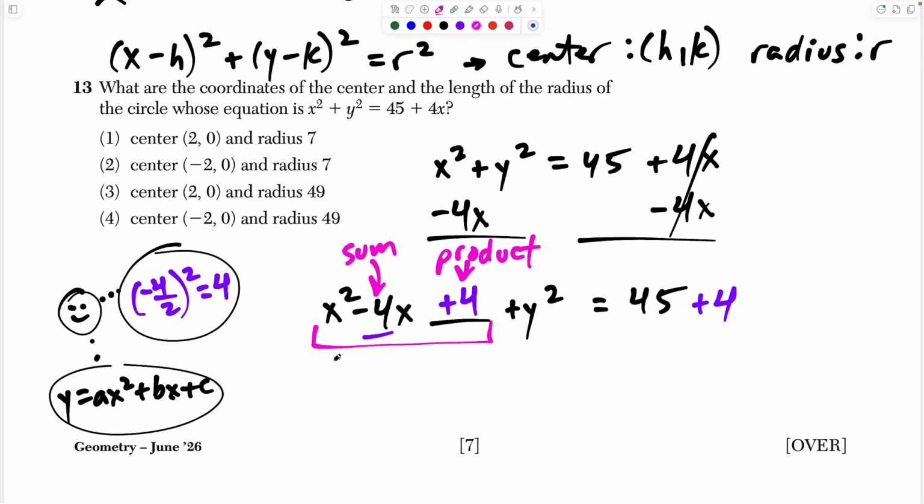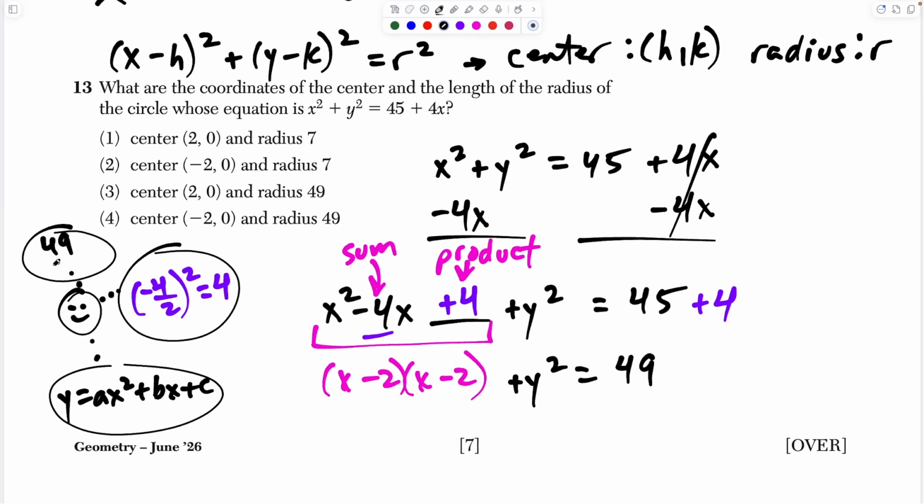Those numbers would be -2 and -2. So I would say x minus 2 times x minus 2, like this, and then plus y squared equals 45 plus 4, which is 49. Once again, this is why they call this a perfect square trinomial: the trinomial is expressed as the product of two matching factors. Think of a number like 49, which is 7 times 7. 49 is a perfect square because it can be represented as the product of two identical factors. So that's why we call these perfect square trinomials.